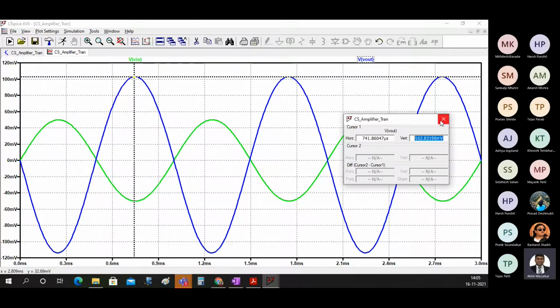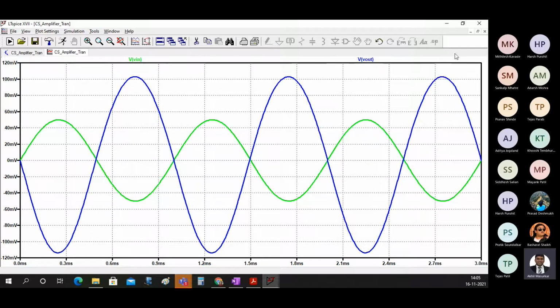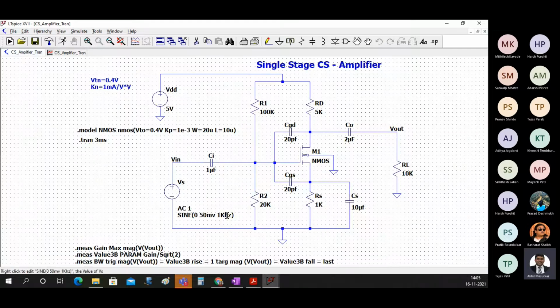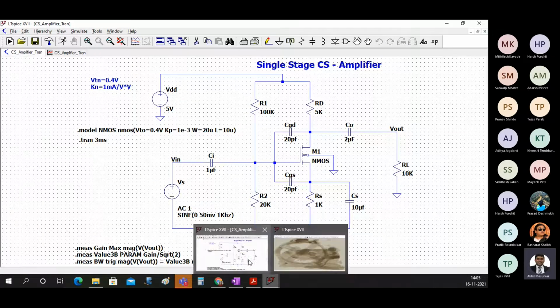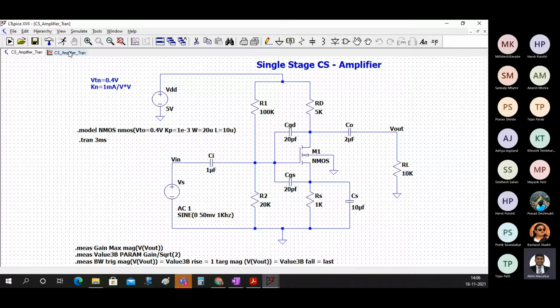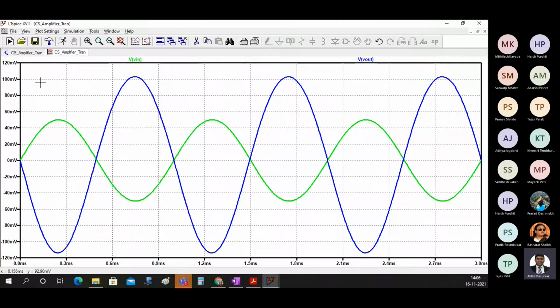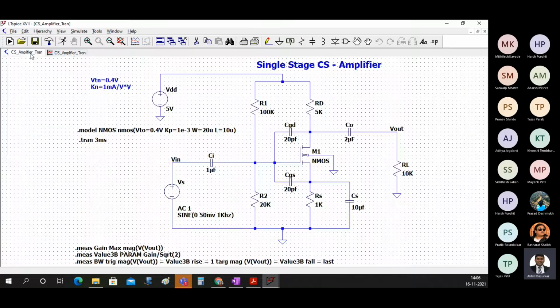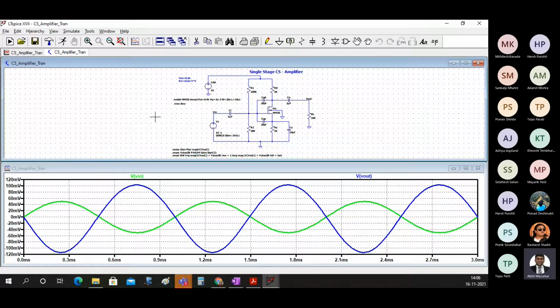Now this is at one particular frequency. That means at 1 kilohertz we are getting a gain of 2.1. Now what if I make it 2 kilohertz, what will be the gain? I want to see the variation in the gain. So first of all, show me this circuit and the waveform, V in and V out.